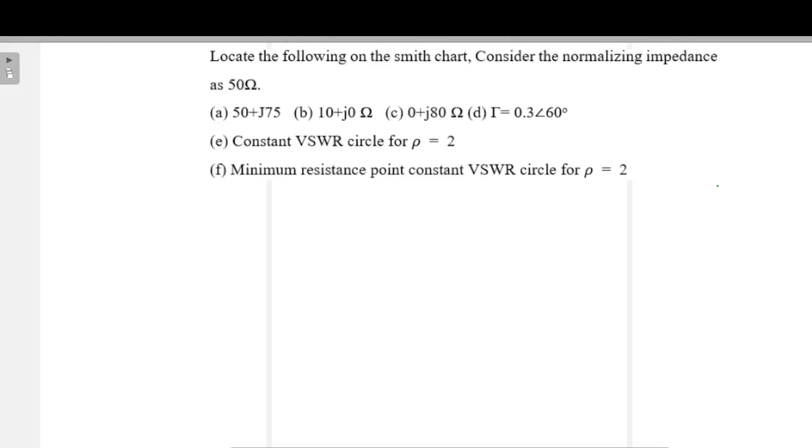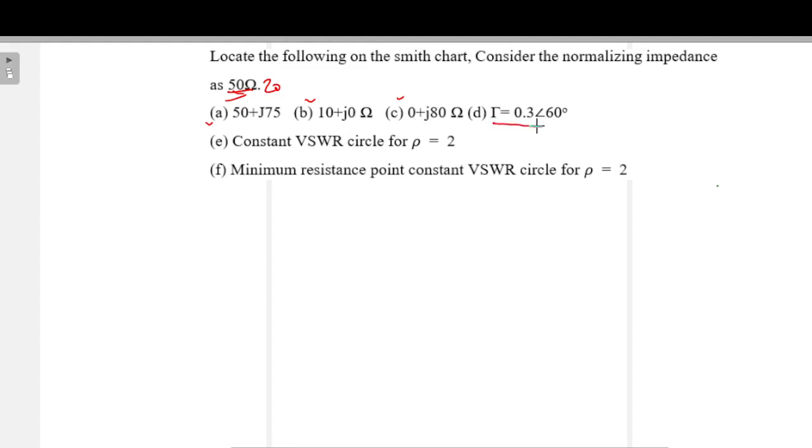In this video I will be doing this problem. This problem is basically very easy and it asks us to locate the following points on the Smith chart. So a characteristic impedance Z0 is given here and some load impedance point is given. It might be the load impedance and it might be your Zin also. So some impedance point is given, and we just have to locate those points on the Smith chart.